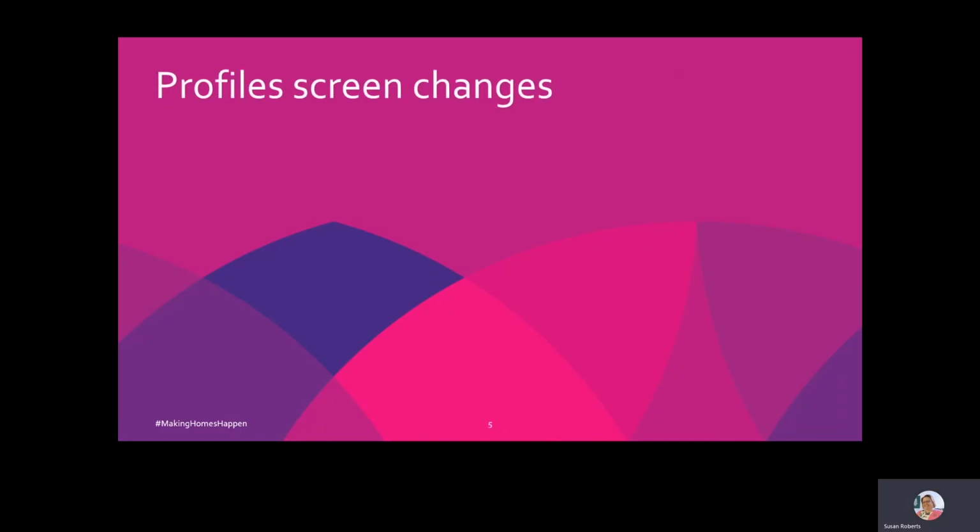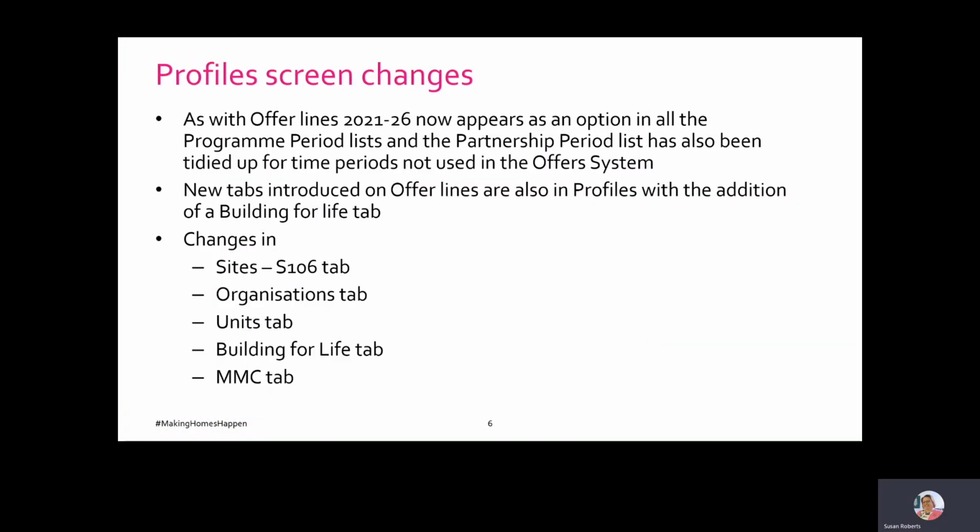So next, profile screen changes. As with offer lines, 2021 to 26 now appears as an option in all the programme period lists, and the partnership period has also been tidied up for time periods no longer used within the offers system. The new tabs that were introduced on offer lines are also in profiles, with the addition of a new tab for building for life. There are also some changes in the sites tab. Some of you may have seen those already on offer lines, but I'm just going to repeat those changes so that you're aware of them.